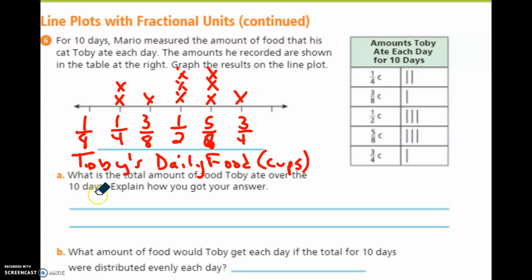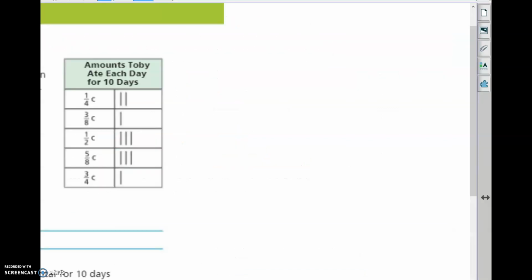All right, the first question we have to answer is, what's the total amount of food Toby ate over those 10 days? Explain how you got your answer. All right, I am going to shift our screen a little bit. You think about how you're going to do that while I pause for a moment. Now, total means you're going to add it up. So we're going to add up all of these numbers.